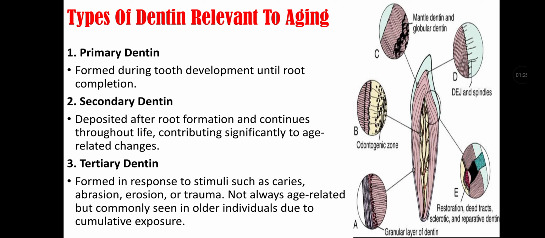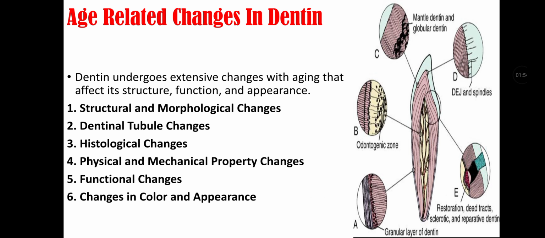Types of dentin relevant to aging: primary dentin, secondary dentin, and tertiary dentin. Primary dentin is formed during tooth development until root completion. Secondary dentin is deposited after root formation and continues throughout life, contributing significantly to age-related changes. Tertiary dentin is formed in response to stimuli such as caries, abrasion, erosion, or trauma, not always age-related but commonly seen in older individuals due to cumulative exposure.